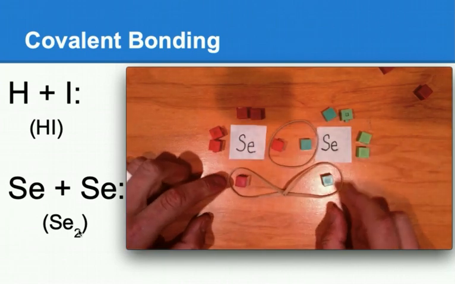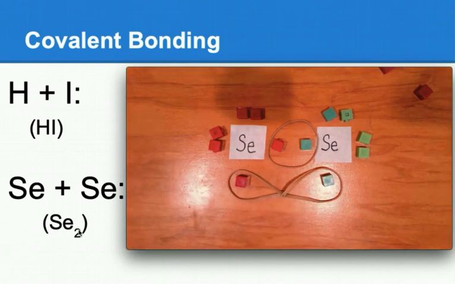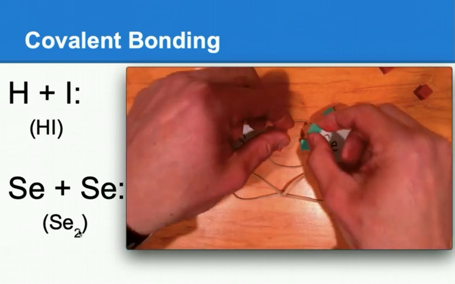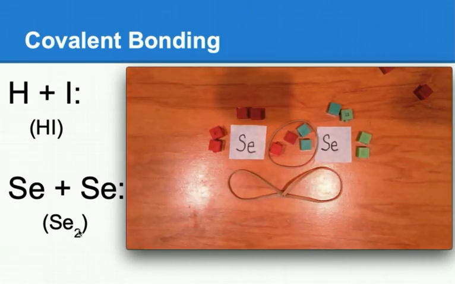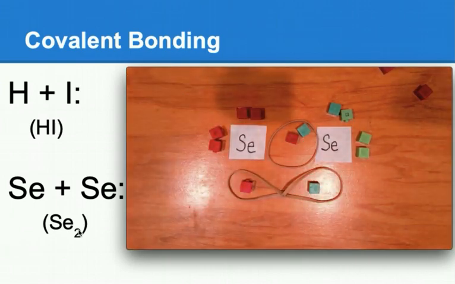Now this is what we call a double bond. See how there are two bonds right here? Whenever selenium gets together, two bonds are created. That's the reason why we can't do this. So you have to make sure that you only put two valence electrons in each one of those.